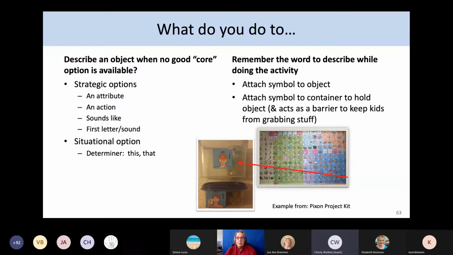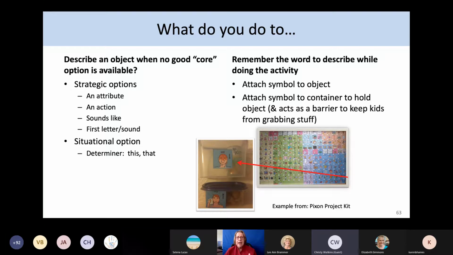Now, when we're doing this as a teacher and you can't find any good core word, you look strategically. What's an attribute of it? What's an action? Maybe even do a sounds like, or with some kids, a first letter or first sound, if they've got some emerging literacy skills. But I see many times in classrooms with kids with emerging skills, we have situational options, which for me means in this situation, maybe I picked a very generic word like this or that.